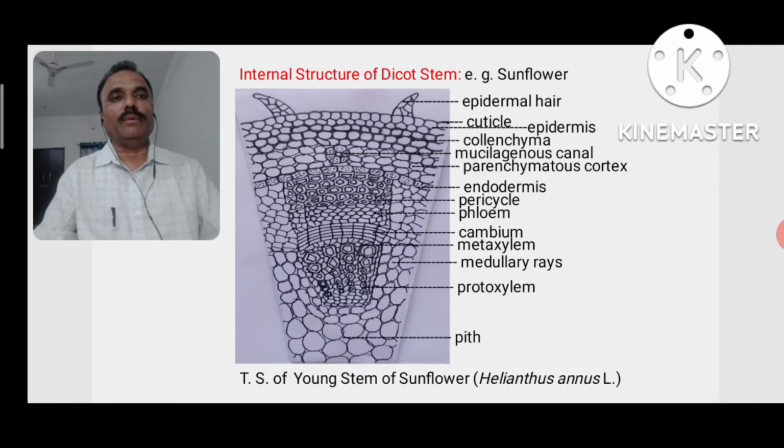Cambium. It is present in between phloem and xylem. It is many layered. Cambium is responsible for the secondary growth and increases thickness of the stem. Xylem, well developed. It is composed of vessels, tracheids and xylem parenchyma.